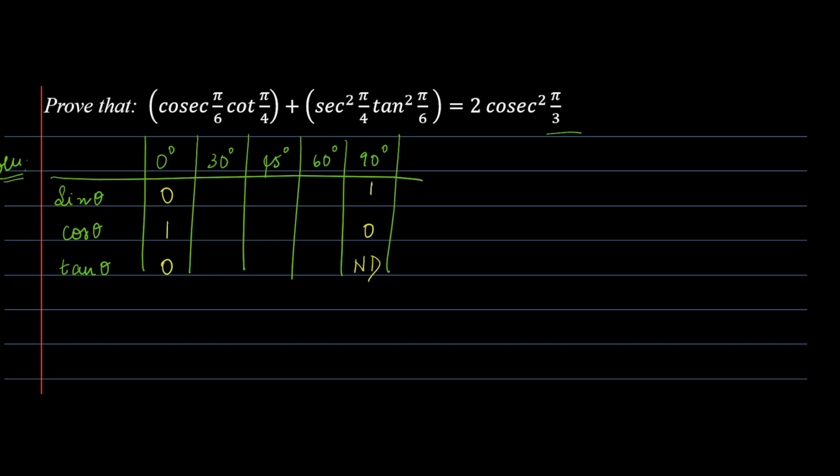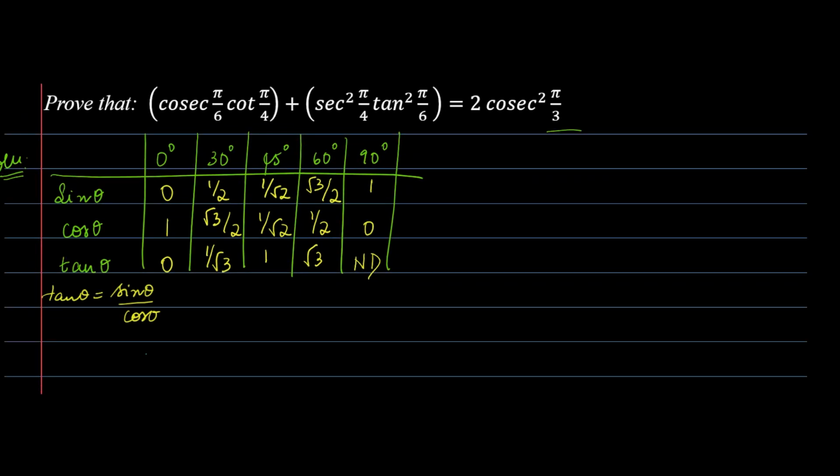Sin 30 degrees is 1 by 2, sin 45 degrees is 1 by root 2, sin 60 degrees is root 3 by 2. The next row, that is the row of cos theta, is the reverse of the previous row, that is the row of sin theta. Here we will have cos 30 degrees is root 3 by 2, cos 45 degrees is 1 by root 2, cos 60 degrees is 1 by 2. Next, tan theta is the ratio of sin theta by cos theta. Tan 30 degrees is 1 by root 3, tan 45 degrees is 1, tan 60 degrees is root 3.